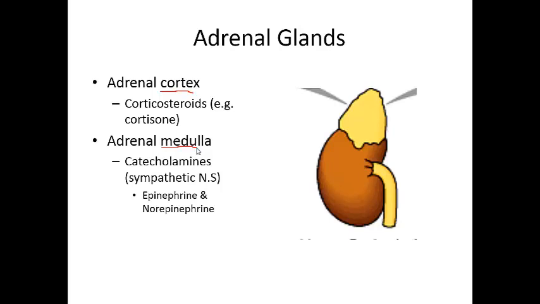The adrenal cortex releases corticosteroids like cortisone. Cortisone is a catabolic steroid. It breaks things down within the body. In the adrenal medulla, epinephrine and norepinephrine are produced. These are commonly called adrenaline, and we know that adrenaline activates the sympathetic nervous system, this fight or flight response within the body.